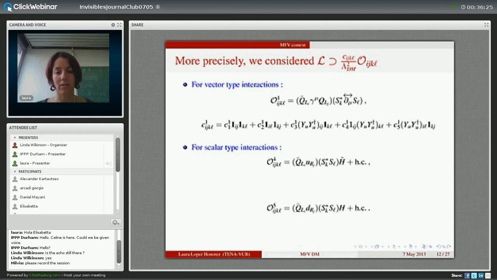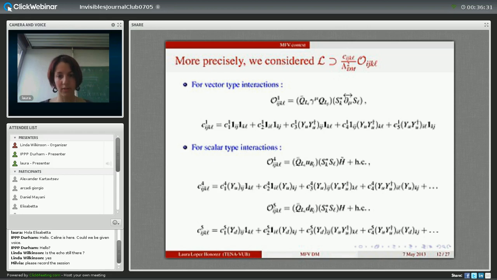For the scalar type interactions, you always need the introduction of at least one Yukawa in order to have invariance of your operator under the flavour symmetry group, and again we have taken into account insertions of Yukawa up dagger, up to one insertion of this type.